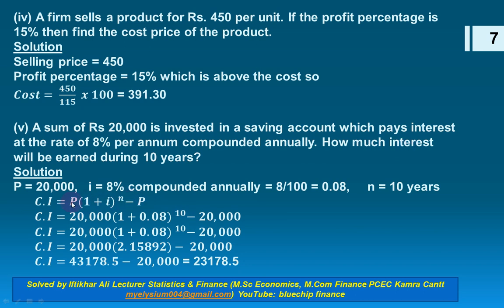P is the principal amount, which is 20,000, and i is the interest rate, which is 8% per annum compounded annually, so 0.08, and n is 10 years. So just put the values in the formula and you will get the answer: 23178.5.